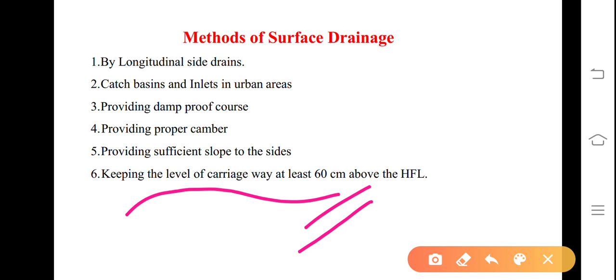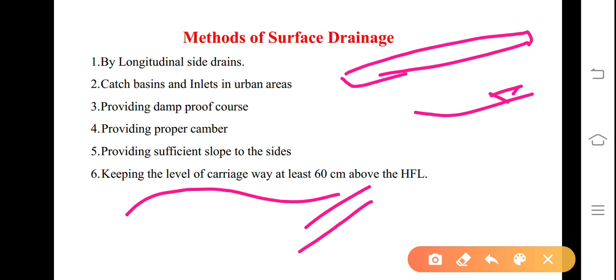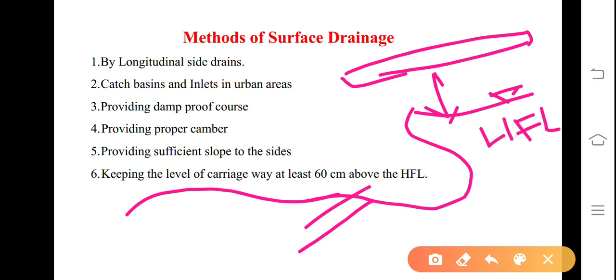Carriageway at least 60 centimeter above the HFL. Suppose if this is the HFL, the pavement should be constructed by keeping at least 60 centimeter above the HFL.